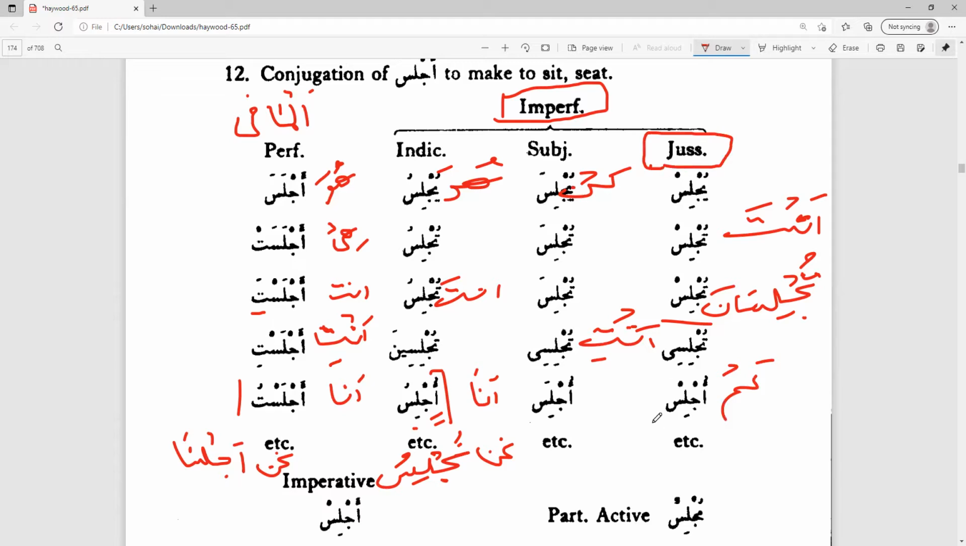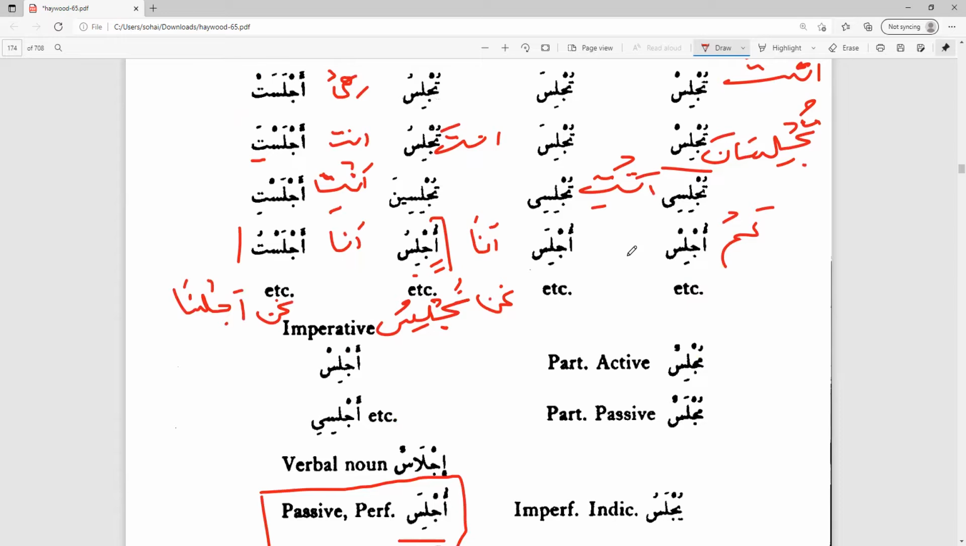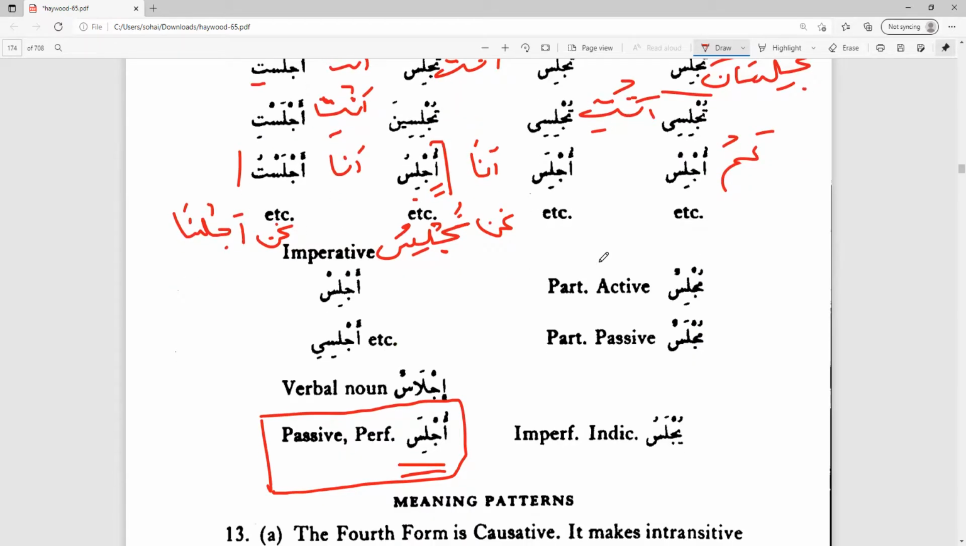And if there's noon, obviously noon drops, because when it's majzoom, the noon drops. Does that make sense, Sudais? Yes, sir. I'm trying to focus.